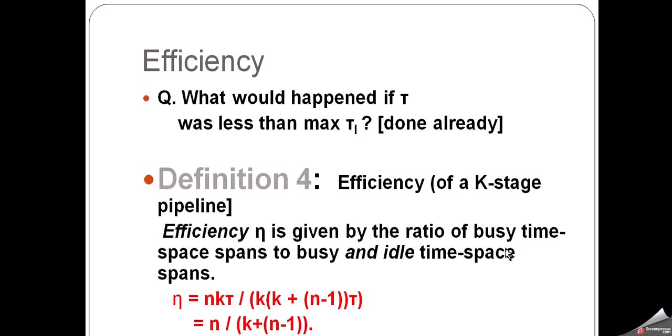Efficiency is given by the ratio of busy time-space spans to busy and idle space-time spans. That's nk times tor. That's the total number of busy time-space spans, and that's the time it takes to complete in terms of busy and idle space-time spans. So eta reduces to n divided by k plus n minus 1. Think about that.